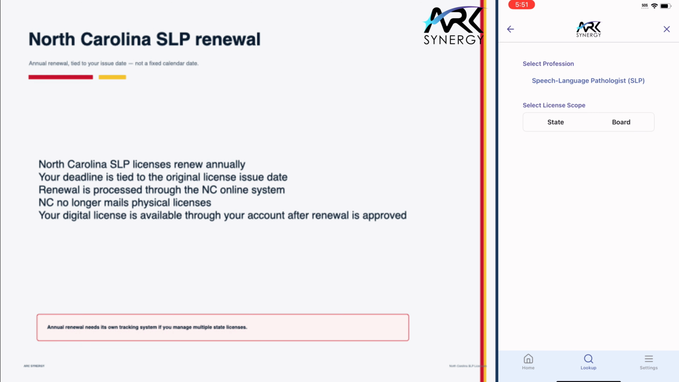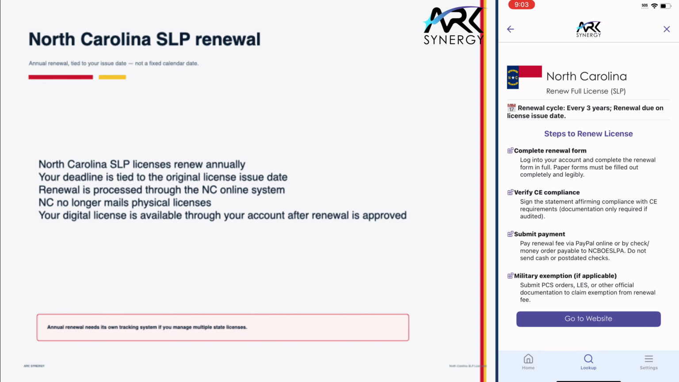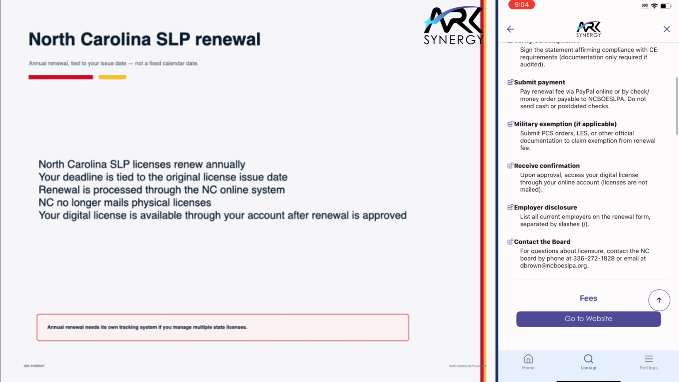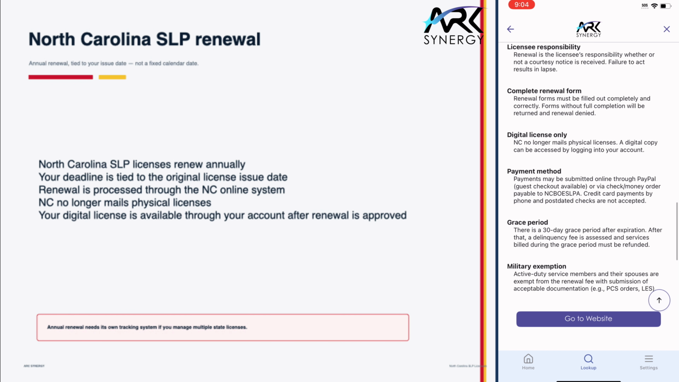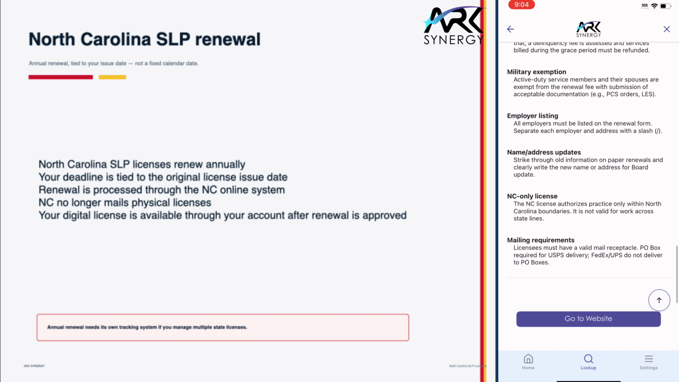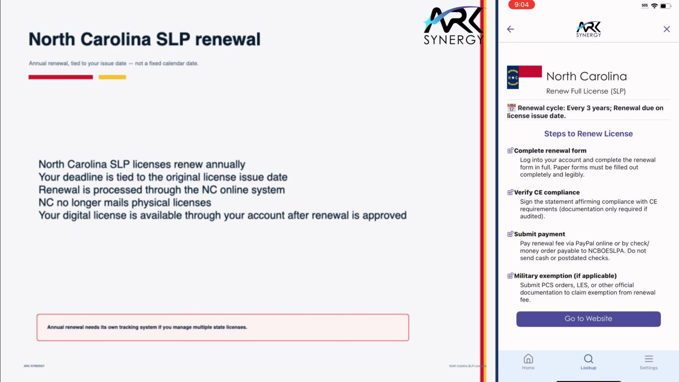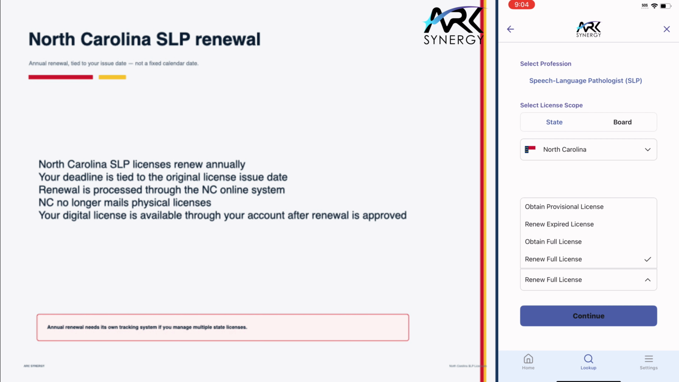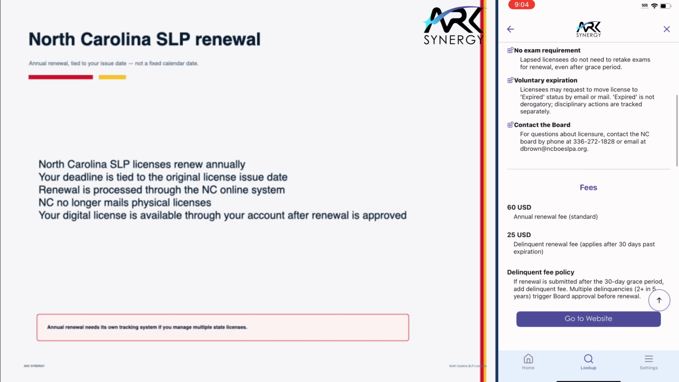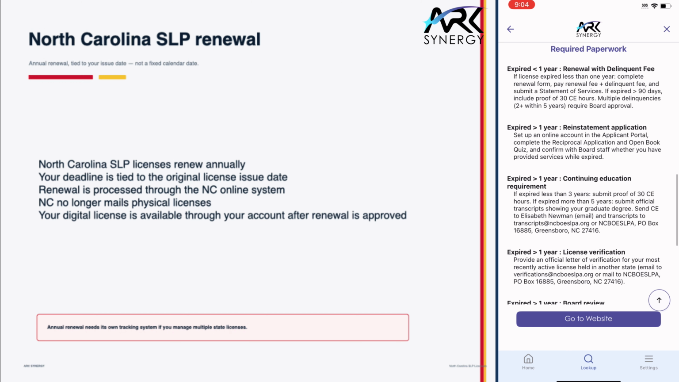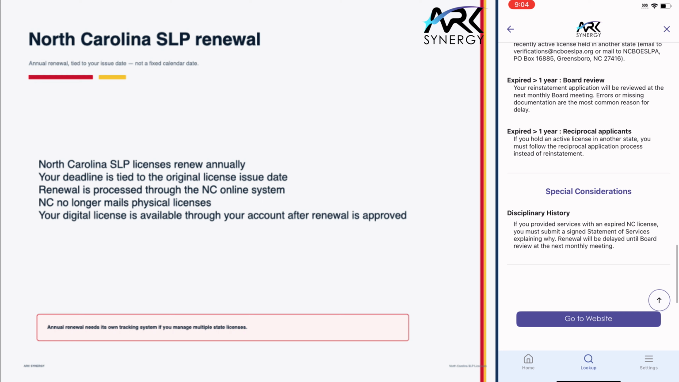So North Carolina is one of the few states with annual SLP license renewal rather than biannual. That means the renewal deadline comes around every year. The CEU requirement is 30 hours per cycle, and it has to be all clinically related hours. If you miss the 30-day grace period, any services you bill during the lapse have to be refunded, of course. If the license lapses for more than a year, you need to go through the reinstatement process and the requirements get more involved, but we're going to cover all of that today.